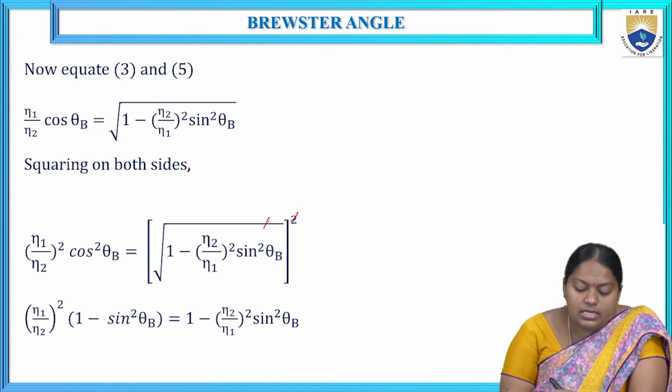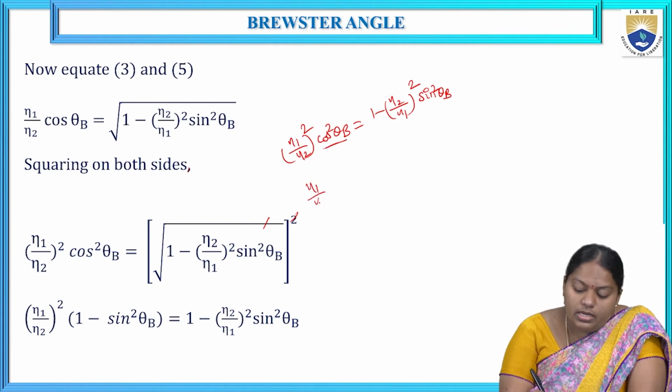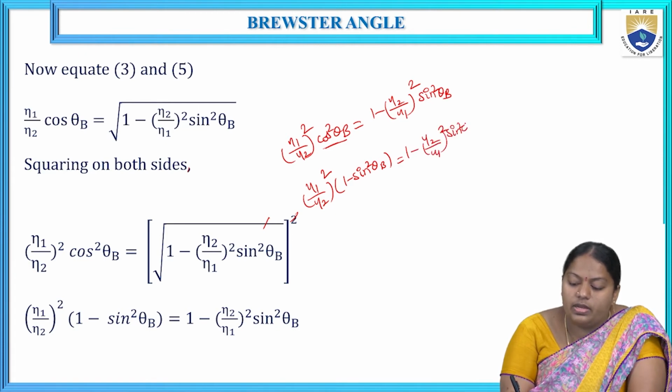So here the square root gets cancelled, then it becomes (η1/η2)² cos²θb = 1 − (η2/η1)² sin²θb. Now separate the sine square terms, meaning we want to express the angle θ in terms of sinusoids. Hence we are replacing cos²θb by (1 − sin²θb), giving (η1/η2)²(1 − sin²θb) = 1 − (η2/η1)² sin²θb.